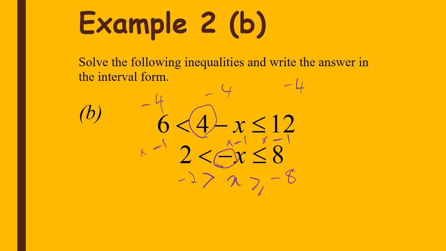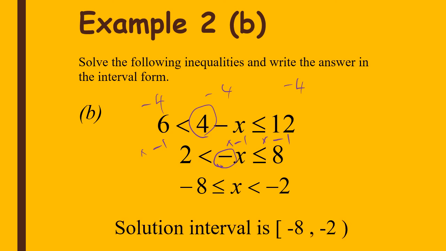But this is not a correct form. We should write down from the smallest one to the bigger value. So what is the answer? It should be negative 8 less than or equal to x less than negative 2. So the answer should be written in interval form. If you forget to write it down, you will lose your marks in the answer. So the answer is close bracket for negative 8 and open bracket for negative 2. Okay.